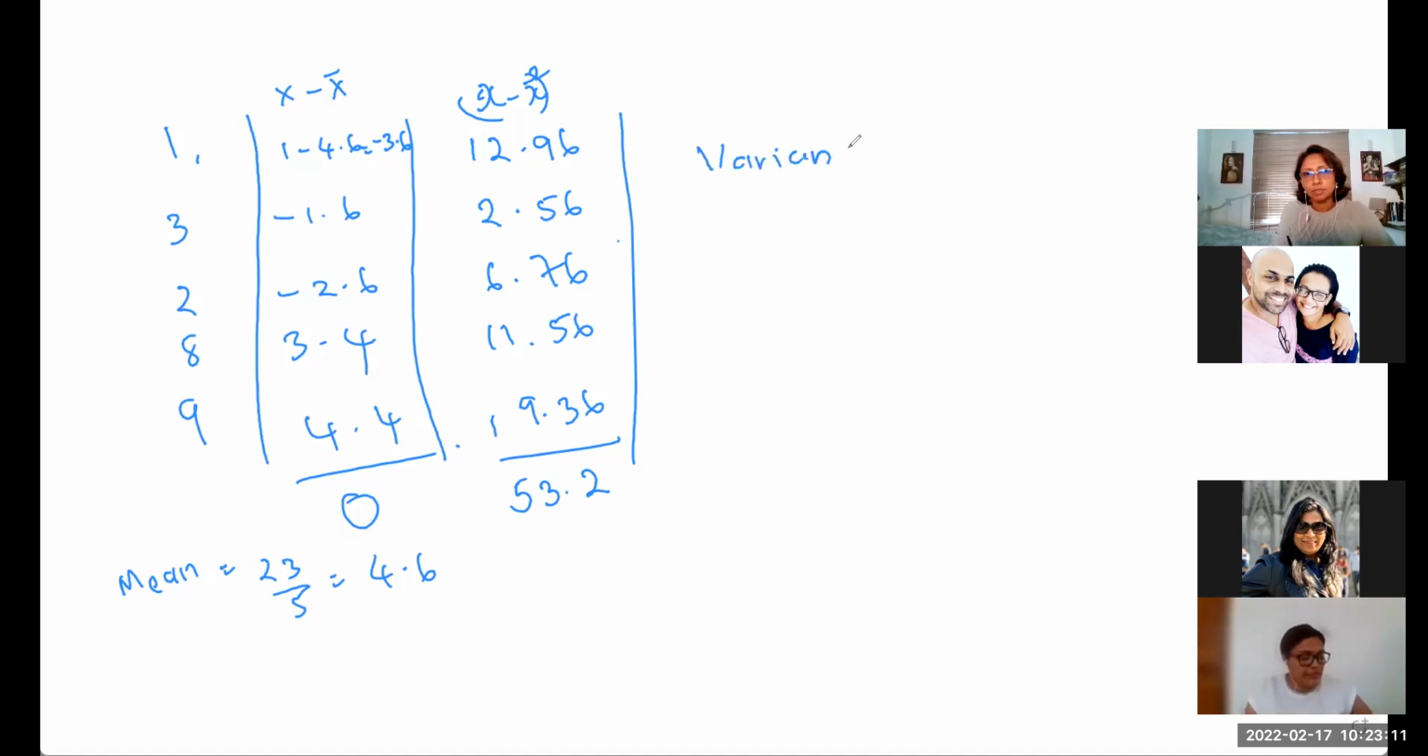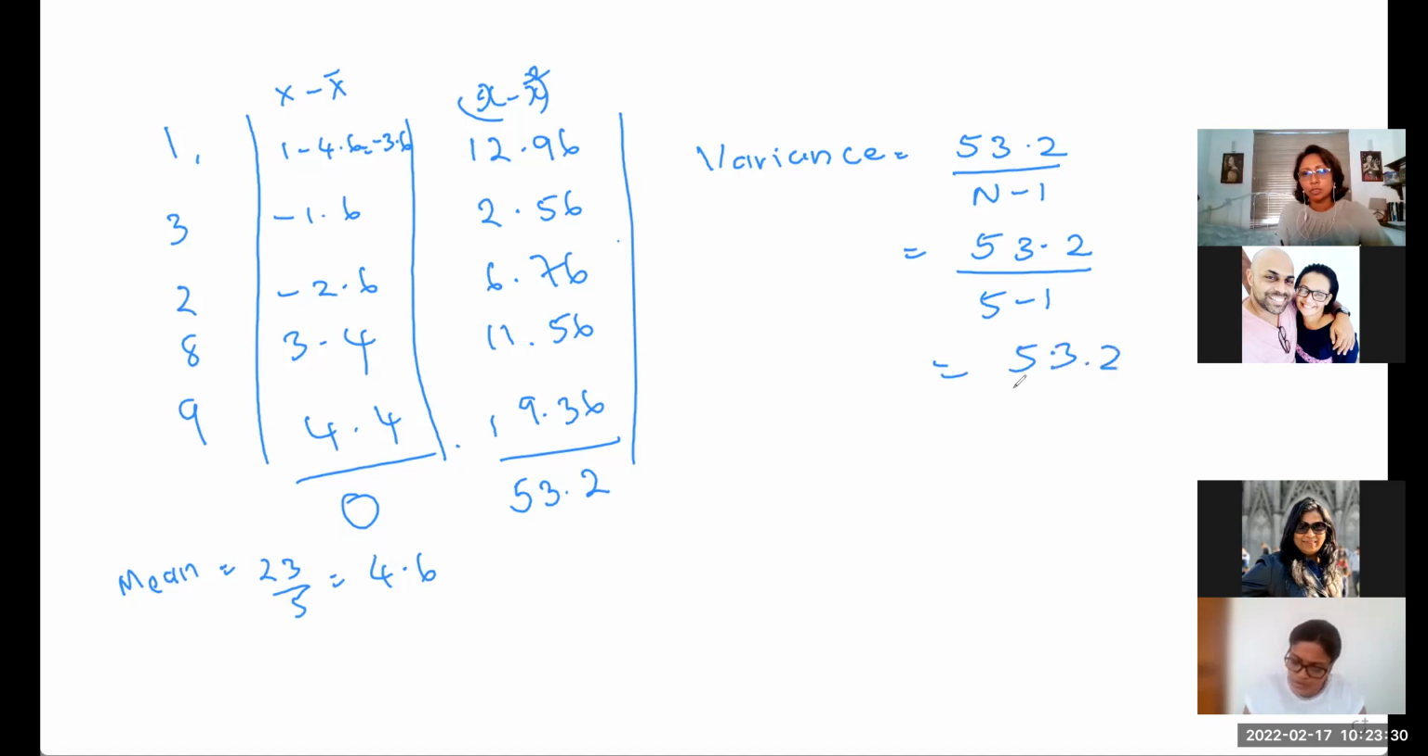So variance is 53.2 divided by n minus 1, which means 53.2 divided by n is 1, 2, 3, 4, 5. 5 minus 1 equals 53.2 divided by 4. What do you get? 13.3. Right. You get 13.3. Are we all agreed that is your variance?